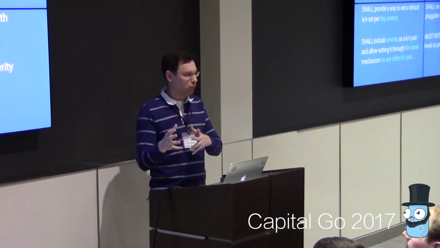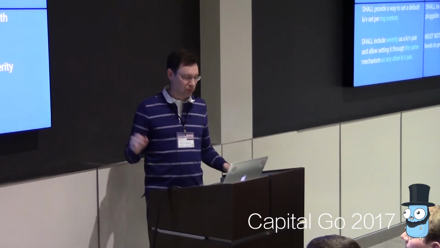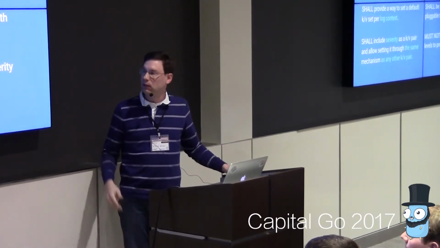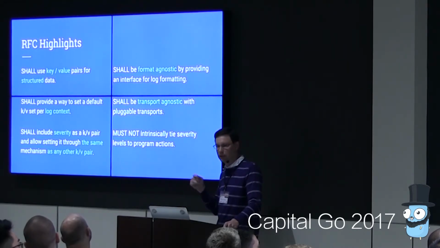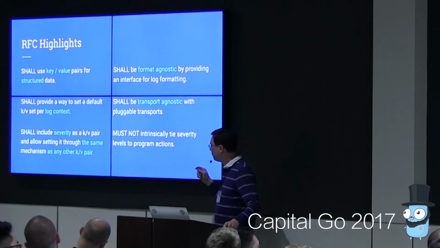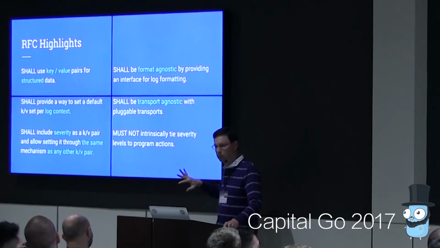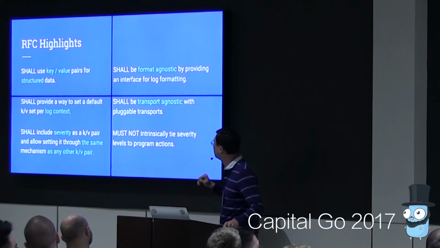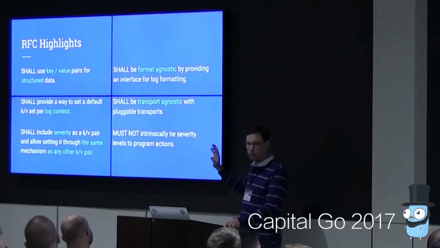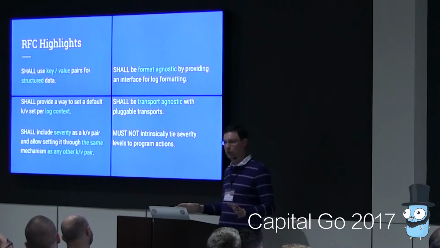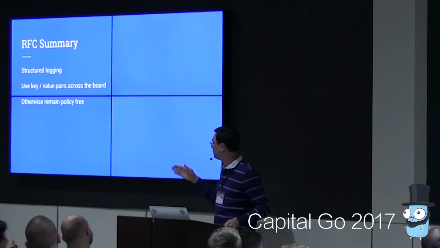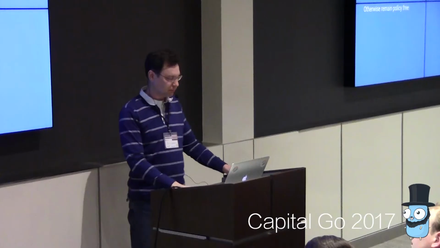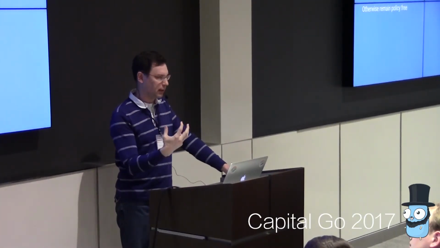These are things it could do if we want, or if it works out well. These are the most important ones that they had pulled out. They wanted a structured logger, non-negotiable. They wanted the ability to define logging contexts. They wanted to keep severity and log levels separate, but treated the same way you would any other piece of data in logging. And they wanted to be agnostic of format, transport, things like that. So they wanted a very general purpose, structured logging package. I would summarize that with three points: structured logging, key value pairs across the board, and otherwise try to remain policy free.